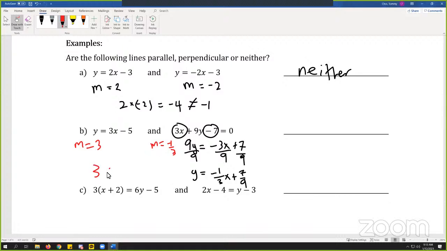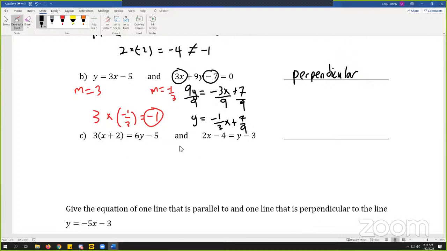If we multiply the two slopes together, you should end up with -1, which is perfect, because if the two slopes multiplying together are -1, it is perpendicular. Okay?